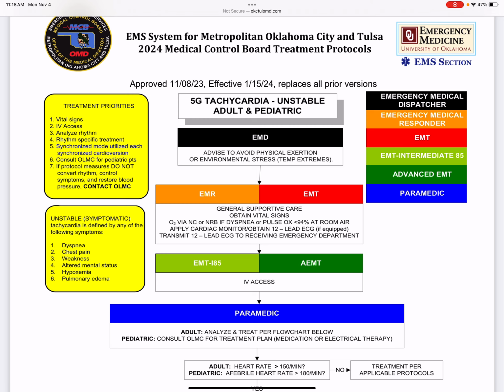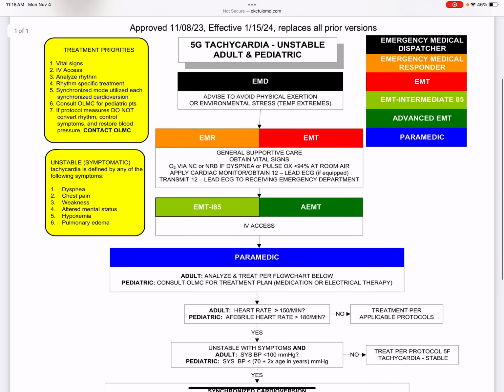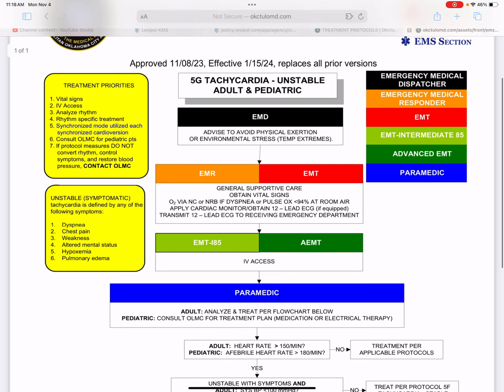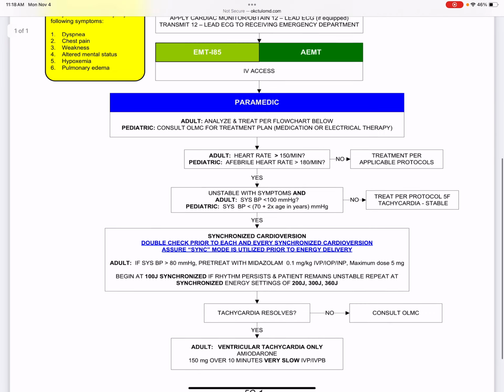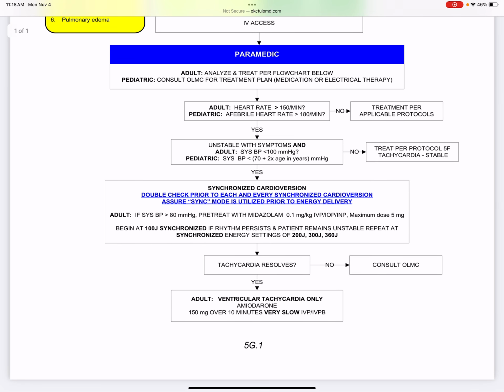If protocol measures do not convert the rhythm, control symptoms and restore the patient's blood pressure, and then contact online medical control. We've read the unstable box, the symptoms that can make them unstable. Again, EMD all the way through advanced, nothing changes. It changes when you get down here to paramedic.